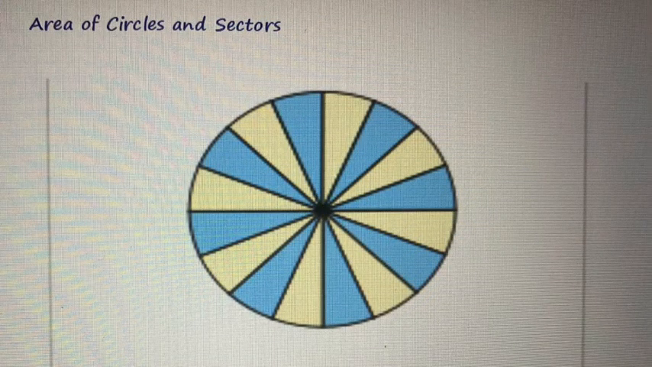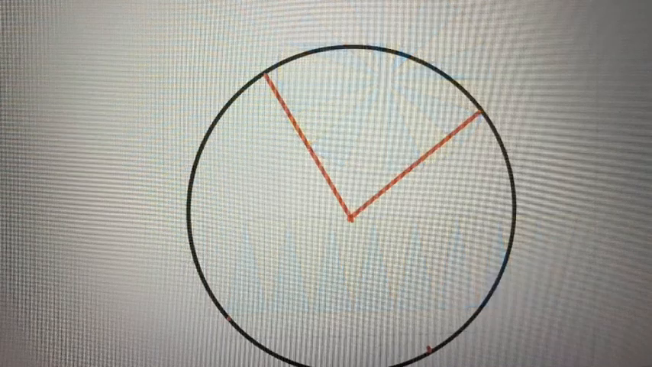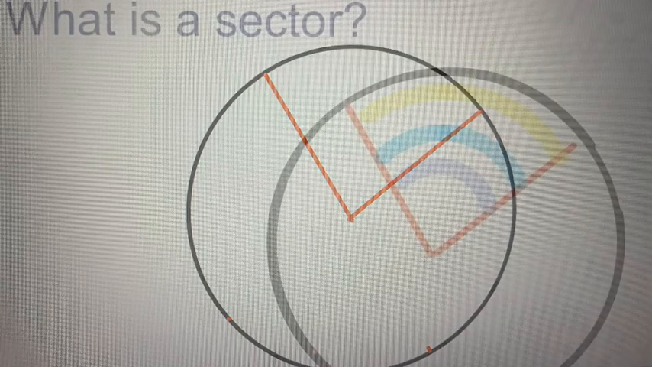Now, if you notice here, we have the circle and it's divided into a lot of little triangles. If I took those triangles and I spread them out, look, they're going to make a parallelogram. A circle can be divided into sectors, which can be rearranged to form an approximate parallelogram. What is a sector? Well, a sector is a section of the circle between two radii.